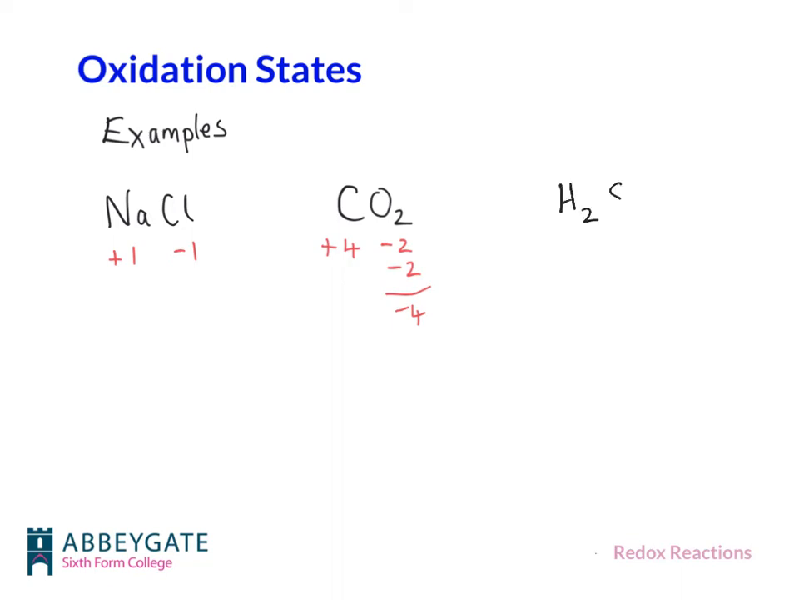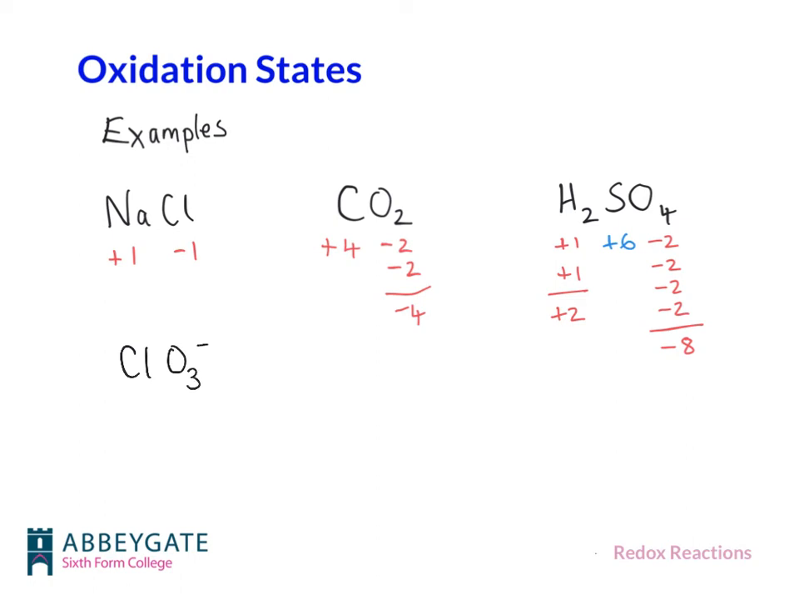Okay, if we consider sulfuric acid, what do we know? We know that hydrogen is always +1, and I've got 2 of those, so that adds up to +2. I've got 4 oxygens, and that's always -2, so my 4 -2s add up to -8. The whole thing's got to be neutral, so to get from +2 to -8, the sulfur must be +6.